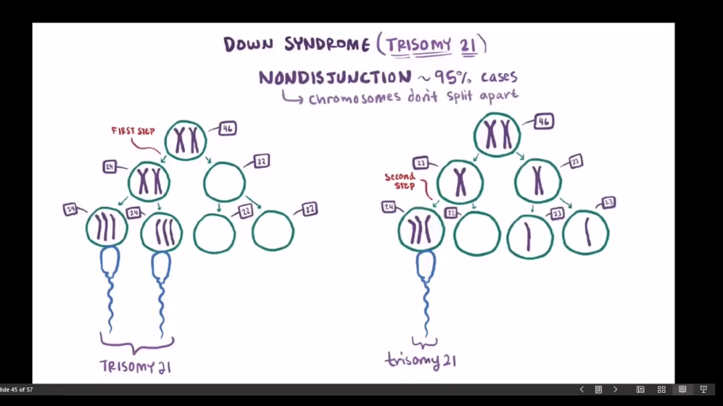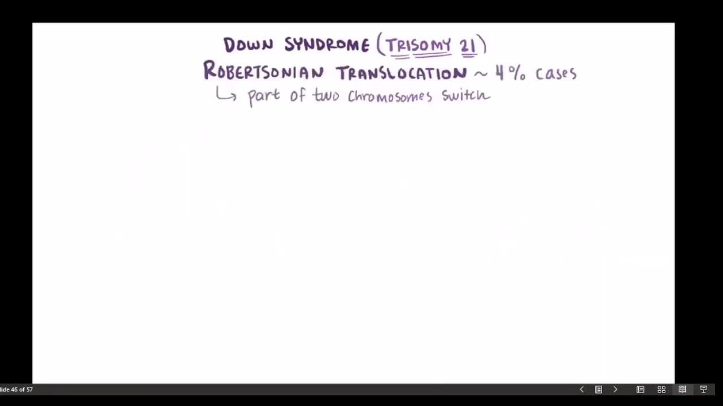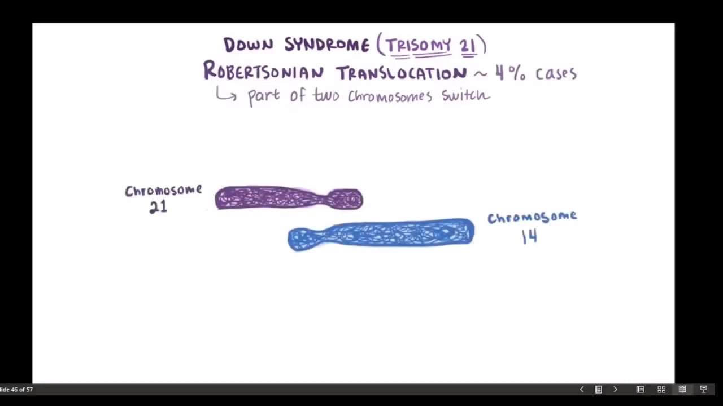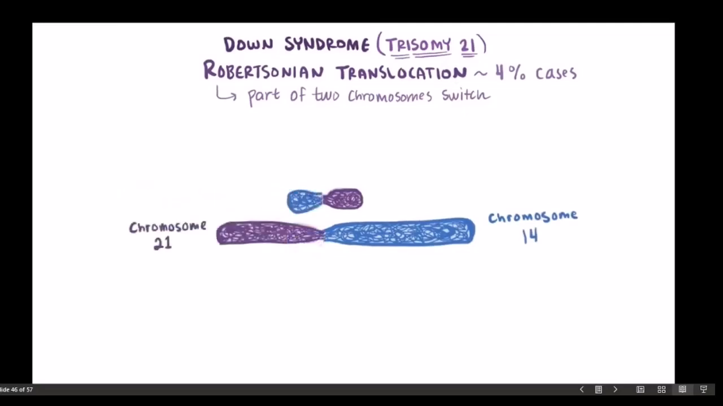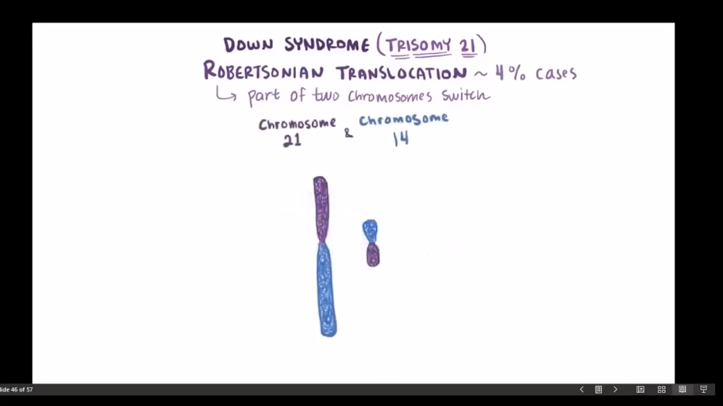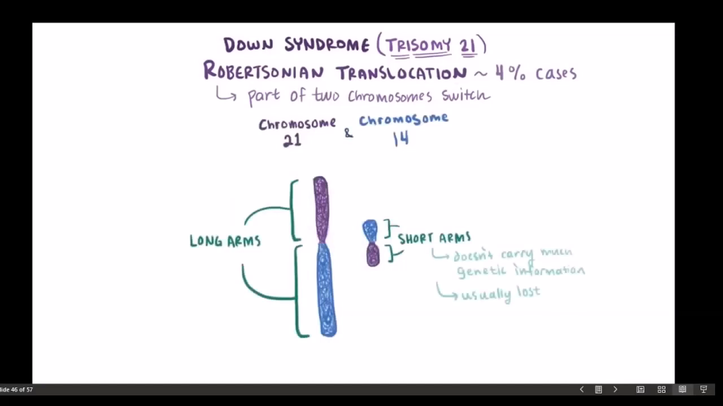Aside from non-disjunction, these disorders may also result from Robertsonian translocation or just translocation, wherein parts of two chromosomes switch. In this case, we have chromosome number 21 and chromosome number 14, wherein the long arm of chromosome number 21 translocates over chromosome number 14, forming now two new hybrids, one with both long arms and the other one with both short arms, which doesn't carry much genetic information and is usually lost in the process.